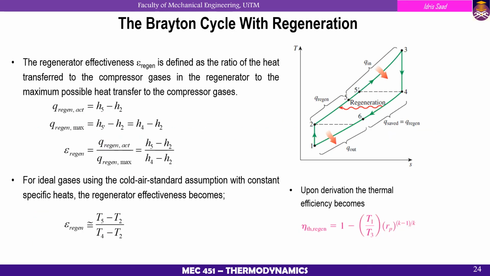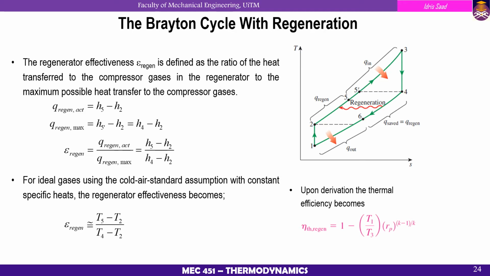The ability of the regenerator to absorb the heat from the hot exhaust gas of the gas turbine engine and heat up the cool intake air is known as the regenerator effectiveness. So please do remember, we do not call it efficiency. We call it regenerator effectiveness. The regenerator effectiveness is defined as the ratio of the heat transfer to the compressor gases in the regenerator to the maximum possible heat transfer to the compressor gases.